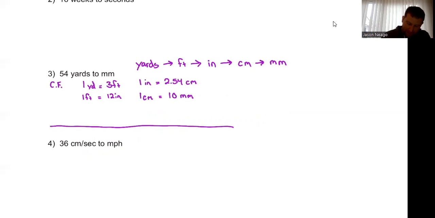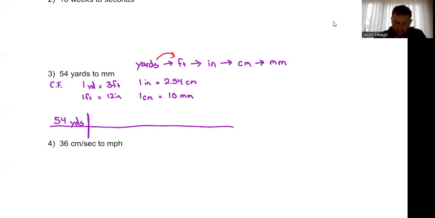I'm going to start with what's given to me in this problem. I'm given 54 yards. Then I'm going to draw a vertical line to separate what's given from my first conversion factor. In my first conversion, I'm going to go from yards to feet. My conversion factor from yards to feet is 1 yard equals 3 feet.